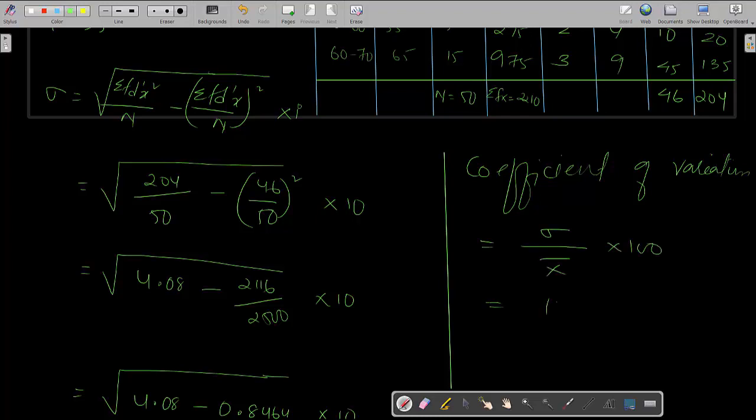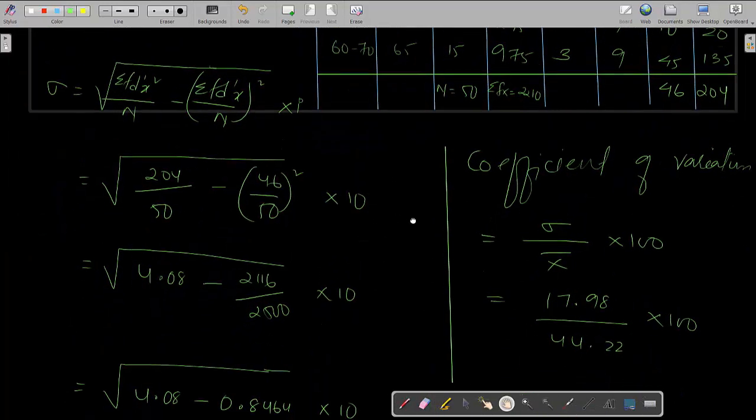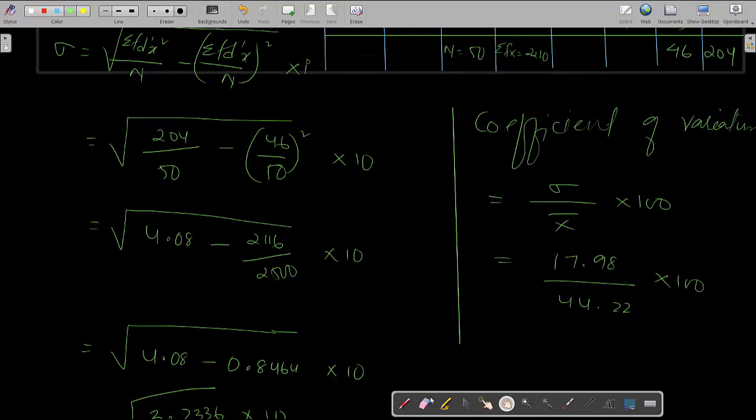Our standard deviation is 17.98. Our mean is 44.22, into 100. Am I correct or wrong? Yes, absolutely. So here we have only written one decimal, so let's just write 44.2. So if you multiply and divide it, you should get 40.68. Okay, so that's your CV value, that is the coefficient of variation.